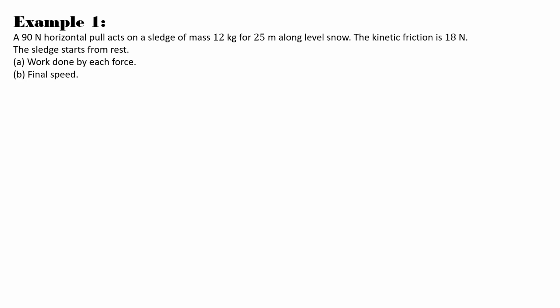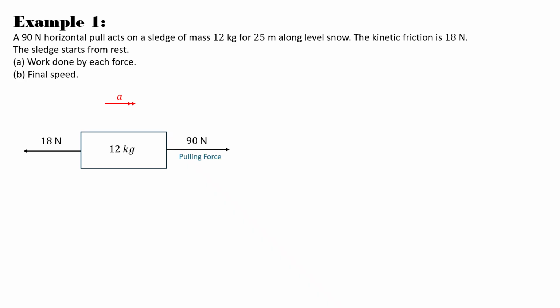So the first thing I always suggest we do is a force diagram. Everything in this video is very strongly linked to forces, so it's a great starting point. So here is our sledge. It is a mass of 12 kg, and I'm going to put in our direction of movement here. Okay, so we have our 90 newtons, which is pulling it that way, and we have 18 newtons, which is friction, going the opposite way. Remember, friction always opposes motion, which is why that direction of motion is so important for us.